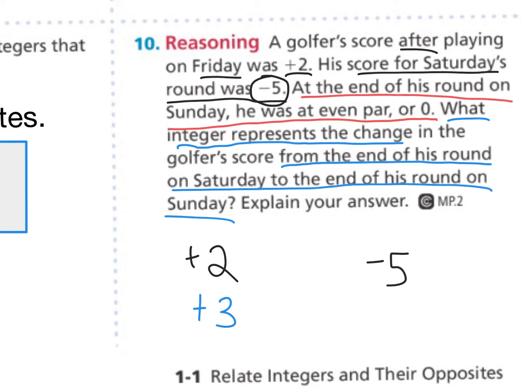That would give us a total of 5 positives, or 5 over par, which balances out our 5 under par and brings us back to par. So +3, or 3 over par, would be his last round score.